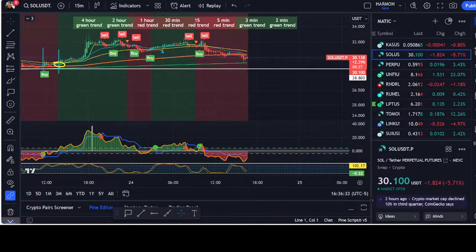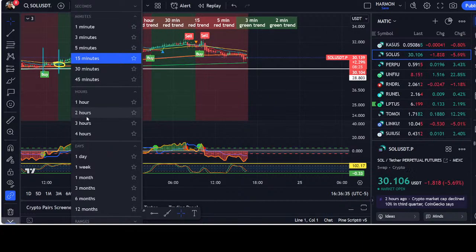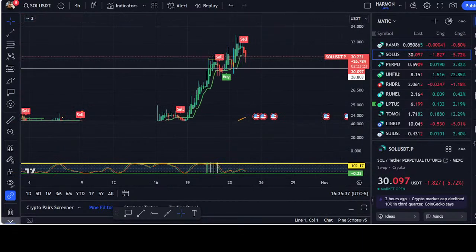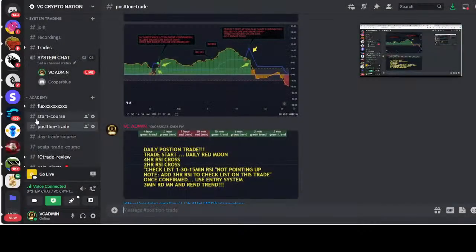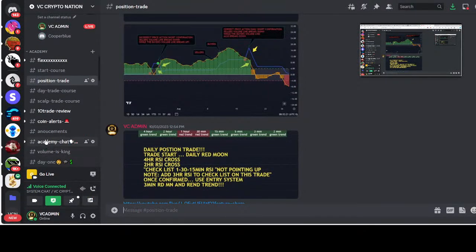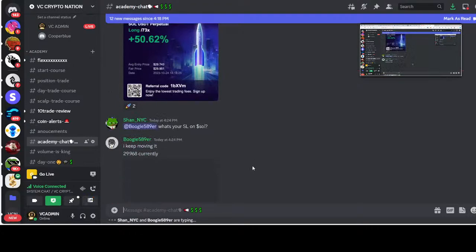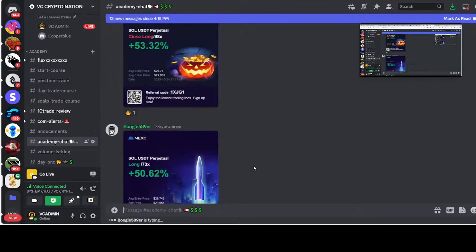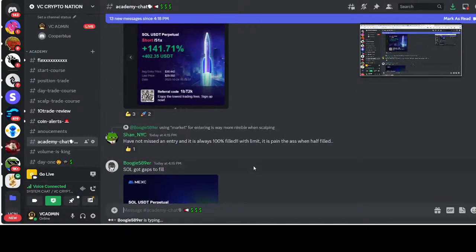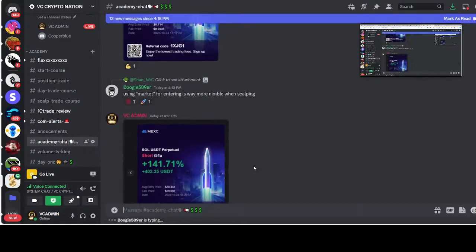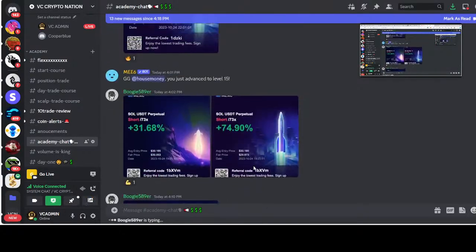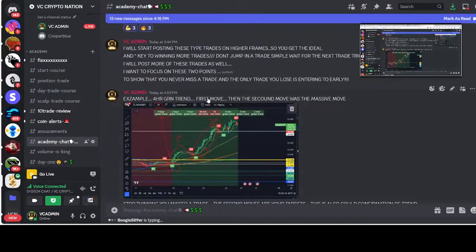So we're going to start off here. What I was talking about earlier, and you can see in the Discord, was second moves. I'm going to do a video on this, and this is just a little bit. Where did I write it? So right here. I want to start posting these types of trades, higher time frames, to keep winning more trades.